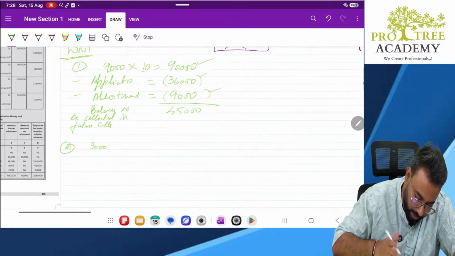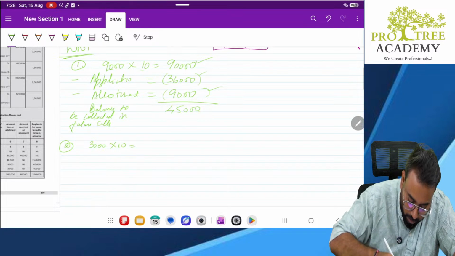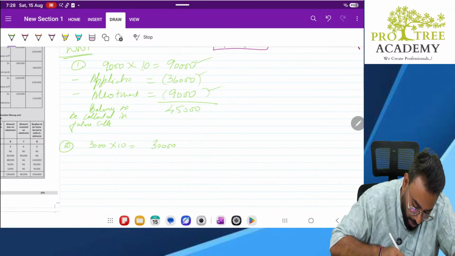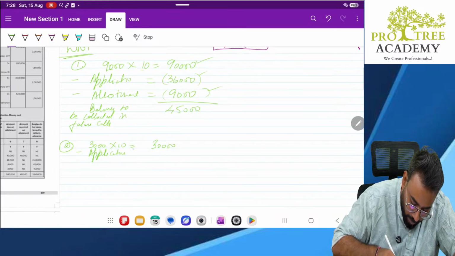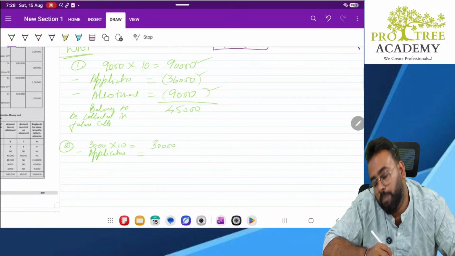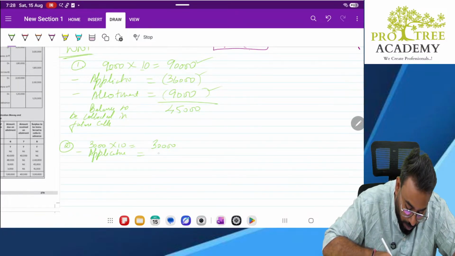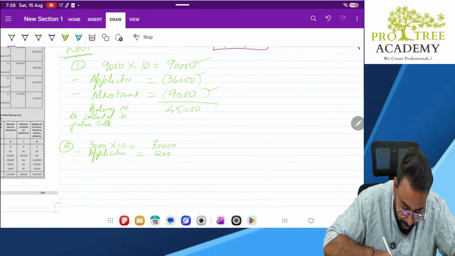Correct? 3,000 shares. How much should we receive? 3,000 into 10, sir? 30,000. Okay, very good. How much have we already collected on application? 3,000 into 4. That is 12,000 we have already collected.